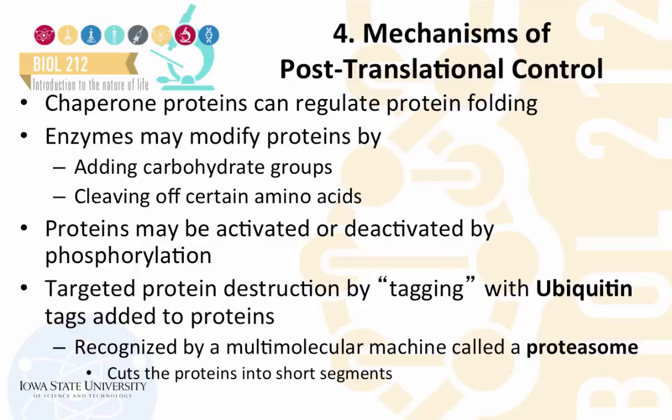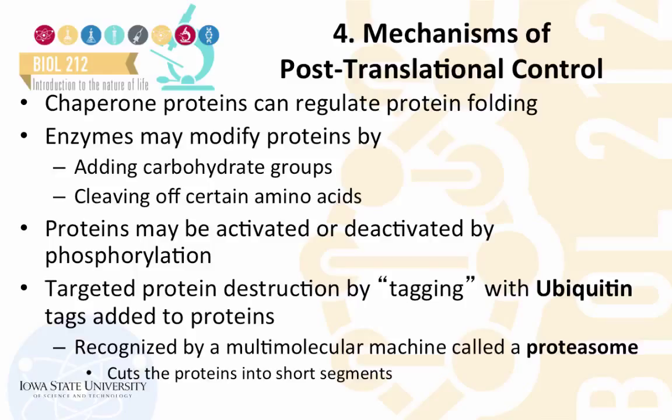There are enzymes that modify proteins by adding carbohydrate groups or cutting off certain amino acids. This leads to the activation of those proteins. A common example of this is the enzyme lactase, which helps digest the milk sugar lactose. Another mechanism for regulating protein function is phosphorylation, or the addition of phosphate groups on proteins. Phosphorylation can either activate or deactivate proteins, depending on the nature of the target protein.